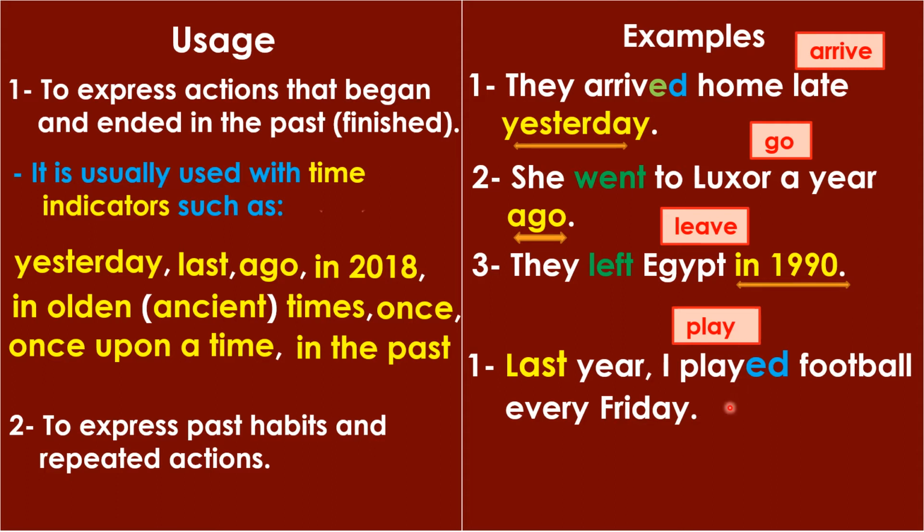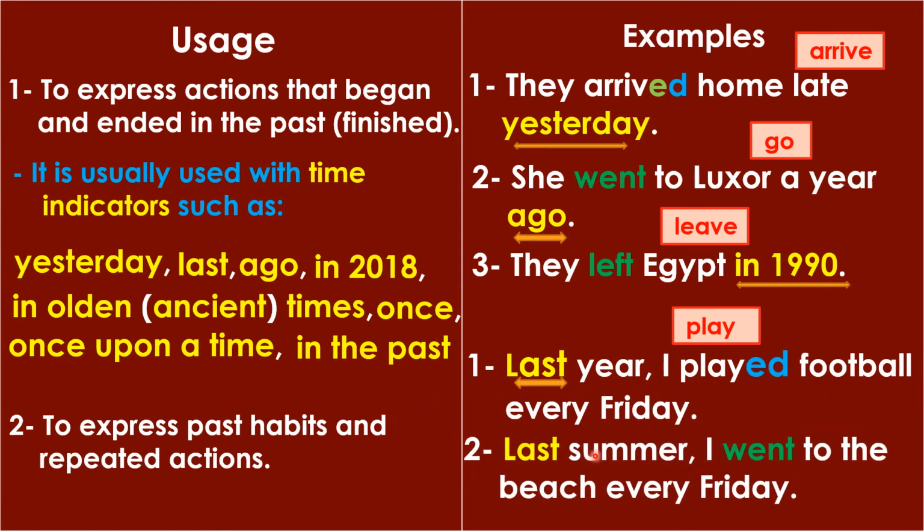It's a regular verb. And last is the tense indicator. Last هي كلمة دالة على الزمن. لما نبص للجملة دي Last year I played football every Friday. This is a repeated action in the past. الجملة معناها السنة اللي فاتت كنت بلعب كرة كل يوم جمعة. أوكي؟ فهذا معناها أن هذه كانت عادة في الماضي، كانت متكررة في الماضي. Let's have a look at another example.